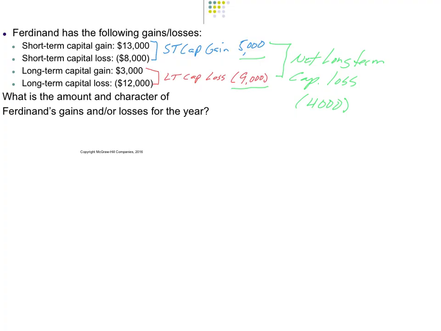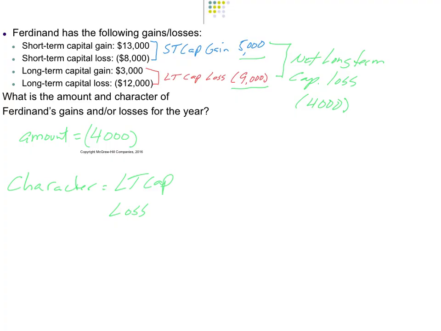Now, what is the amount and character of Ferdinand's gain or loss for the year? The amount is a $4,000 loss. The character is long-term capital loss. And that's very important that we remember that that's long-term, and I'll explain why.